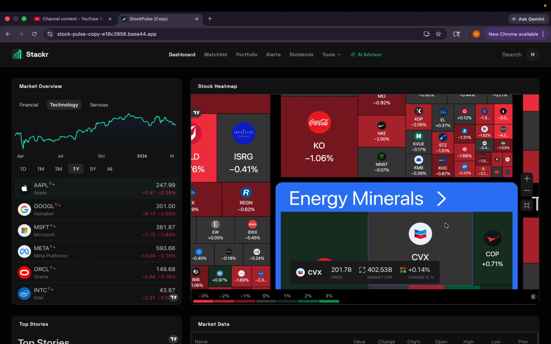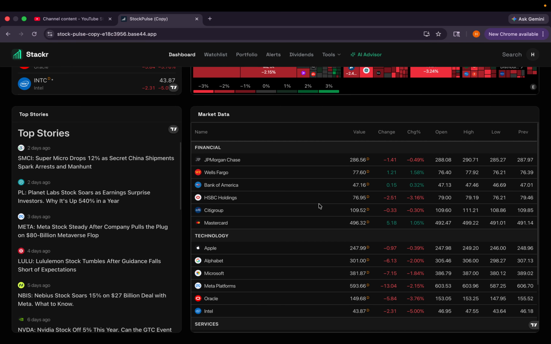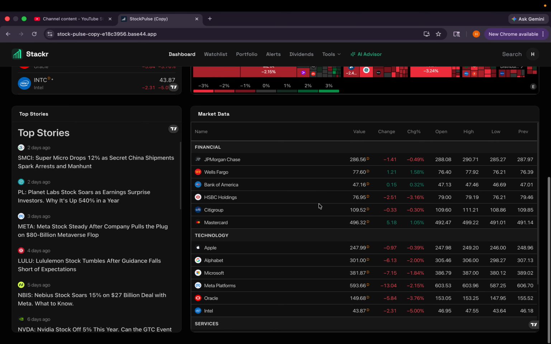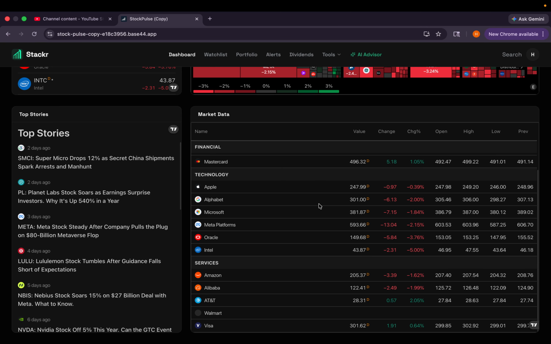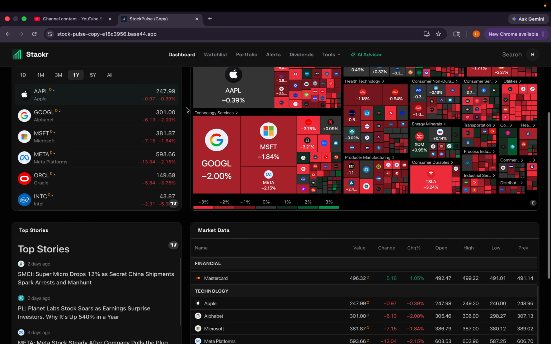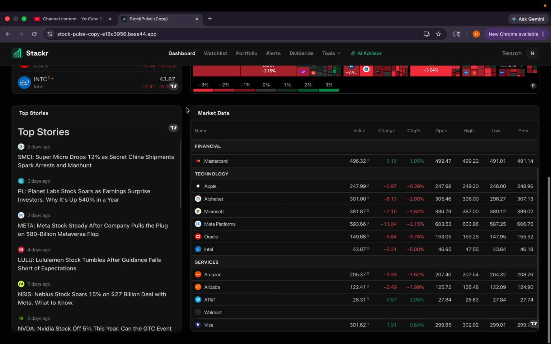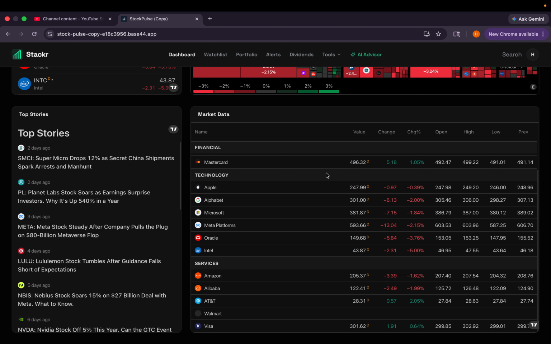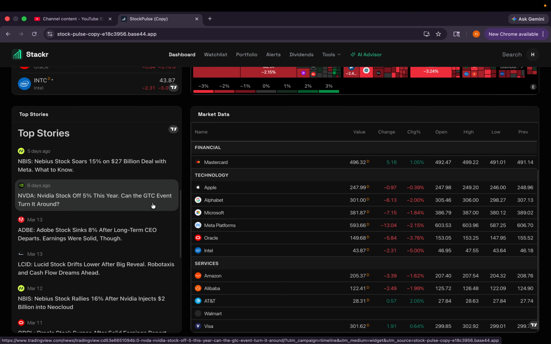So we can also do this if you really want to. And here we have a market data. So here we can see all of the financial stocks like JP Morgan. And here we can see the technology and services. So it's essentially a part of this market overview just with more companies and more in depth. And it also gives you values, change, and what was the high, what was the low, and what was the previous. Here we also have like top stories regarding news, like Nvidia stock off 5% this year.